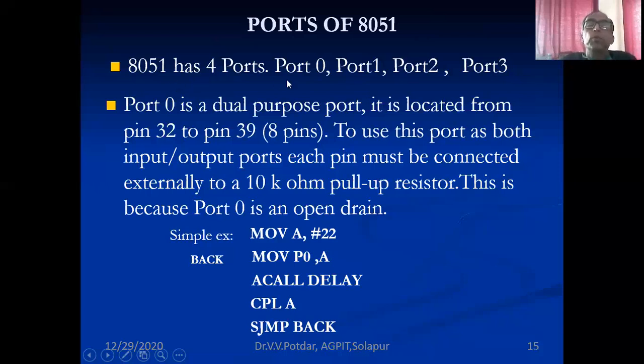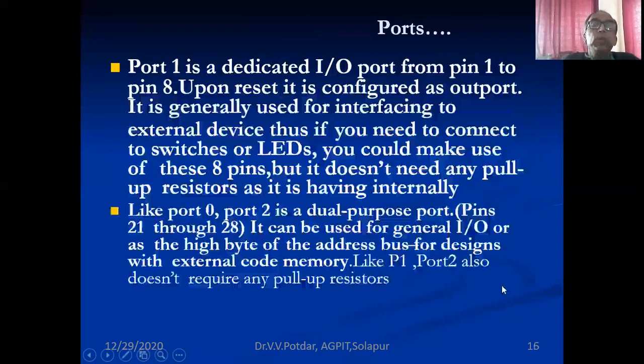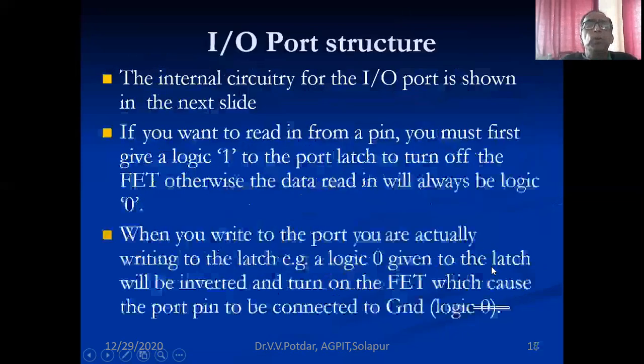What are the ports of 8051? 8051 has 4 ports: port 0, port 1, port 2, port 3. Port 0 is the dual purpose port. It is located from pin 32 to pin 39, 8 pins. To use this port as both input and output port, each pin must be connected externally to a 10 kilo ohm pull-up resistor. This is because port 0 is an open drain. A simple program is provided here. Then these are the port details, how these are to be used, port 0 to port 4.